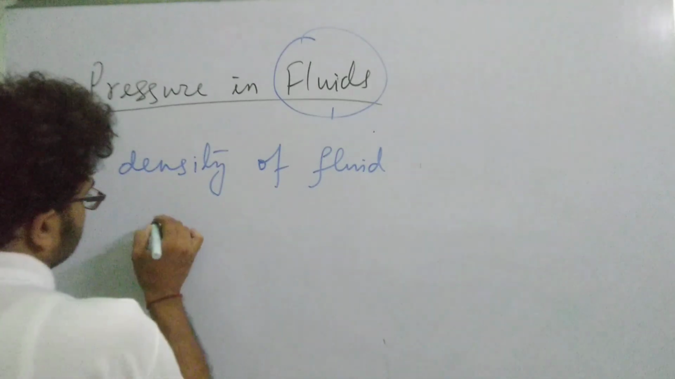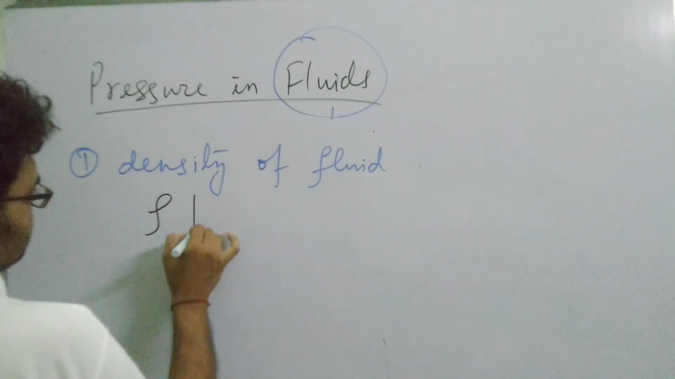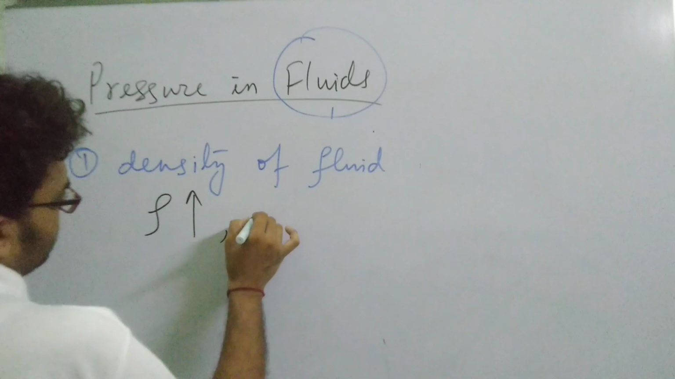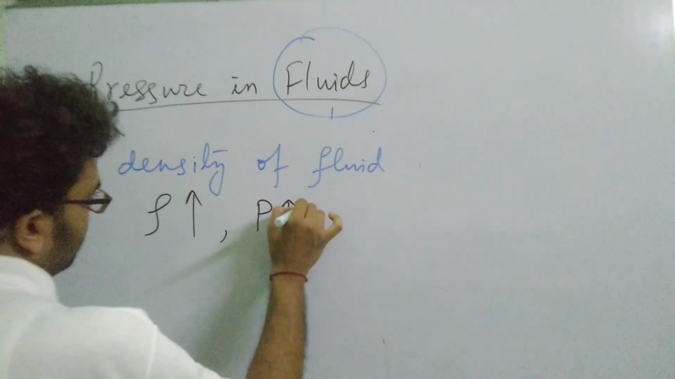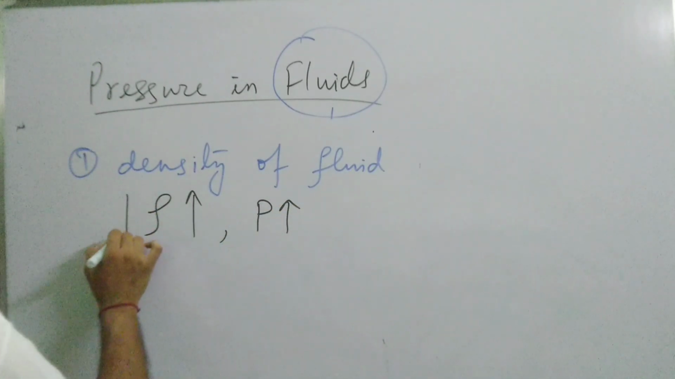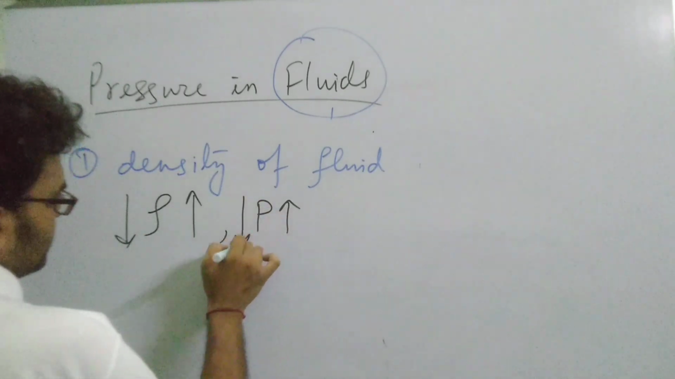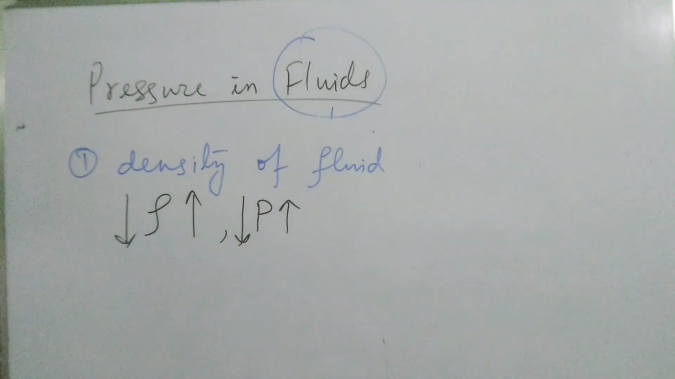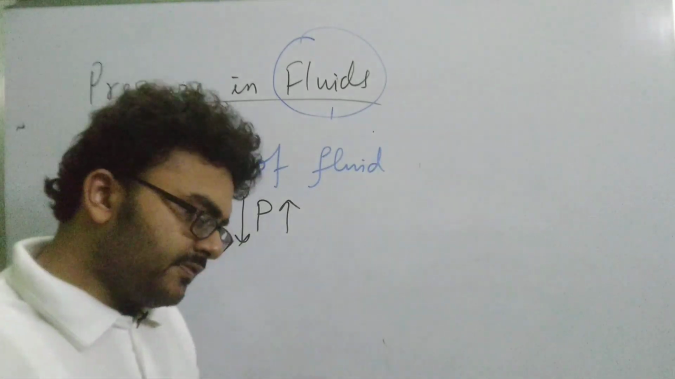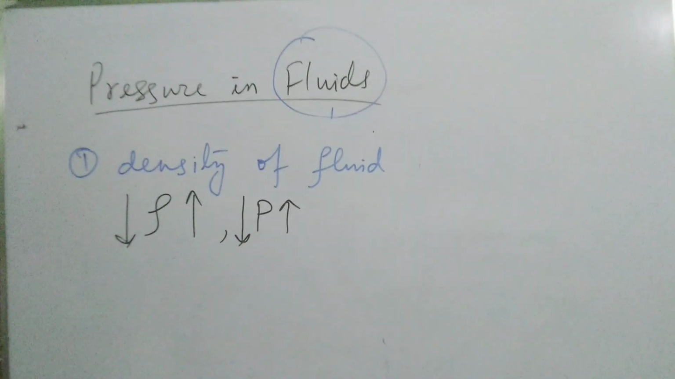Now density is denoted by the letter rho, okay. If this is more, then pressure exerted will also be more, and vice versa. If this is less, then pressure exerted will also be less. So if a fluid has a higher density, then definitely it will exert more force than a fluid which has a lesser density. So this is the main difference, okay, fine.